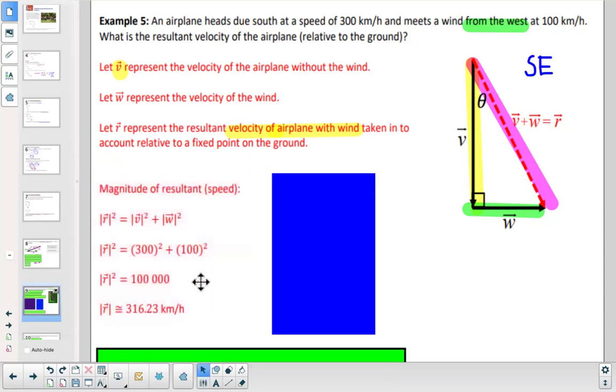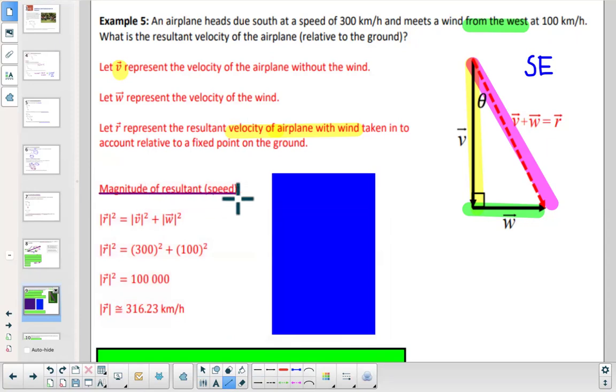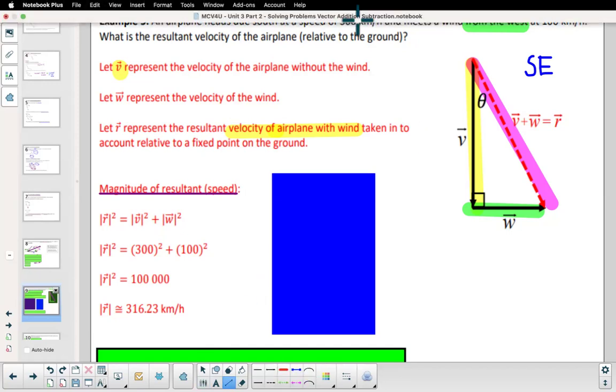Okay, first part of the problem, the magnitude of the resultant. I want to underline that. So the magnitude of the resultant speed. In order to calculate that resultant, I'm going to use the Pythagorean theorem because I have a 90-degree angle. So I have R squared is equal to velocity of the airplane squared plus velocity of the wind squared. I already know from the problem the speeds. Go back to here. The speeds.